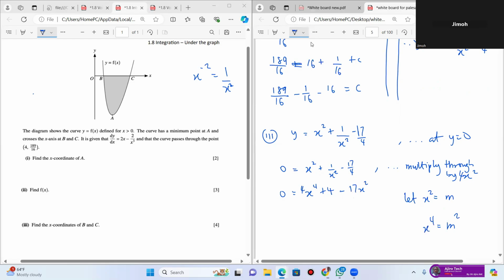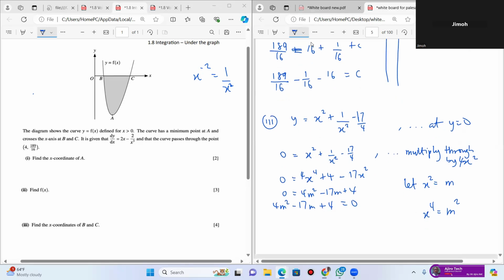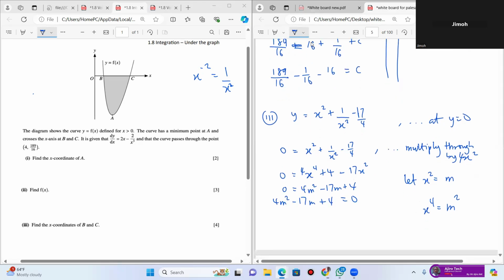So we have 0 equal to 4m squared minus 17m plus 4. So 4m squared minus 17m plus 4 equal to 0. So we need two numbers. You can see that the first one and the third one are the same sign, right? Plus. That means the two numbers that replace 17 we also put the same sign. Since 17 is negative, we have negative, negative.